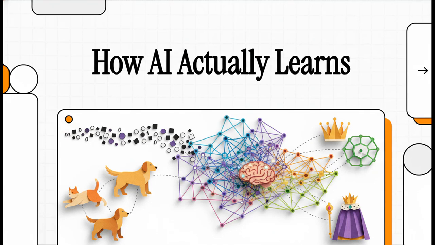We're all using AI pretty much constantly. But have you ever just stopped and wondered how it actually learns? I mean, how can a machine that only gets ones and zeros learn to understand what a cat is, or something way more abstract like what a king is? Well, in this explainer, we're going to pull back the curtain and see exactly how it works.